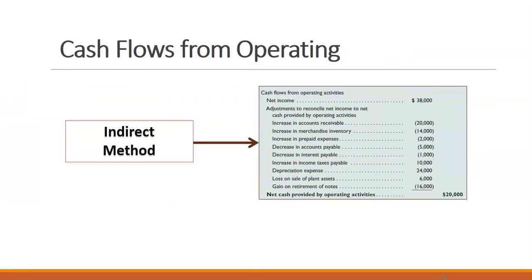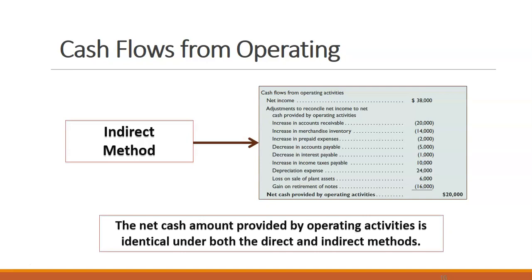When we prepare the cash flows from operating section, this is an example of an indirect method. So we have two methods of preparing a statement of cash flows. The first method we're going to look at is the indirect method. Then at the end of the chapter, we'll look at the direct method. We start with net income. In the indirect method, we start with net income.